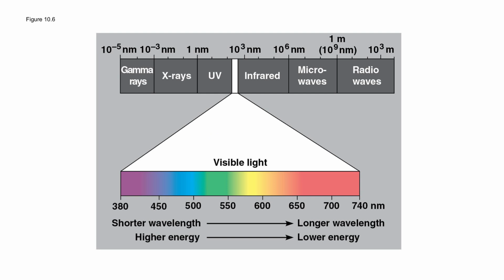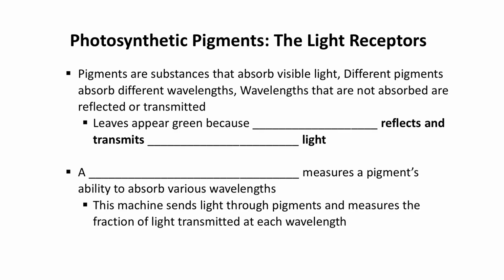White light is a mixture of all the wavelengths of visible light. If you've ever put a prism in the light, you will see that it takes that white light and forms a rainbow, because that visible light consists of all these different colors. Pigments are substances that absorb visible light. Different pigments can absorb different wavelengths, and wavelengths that are not absorbed are reflected or transmitted.